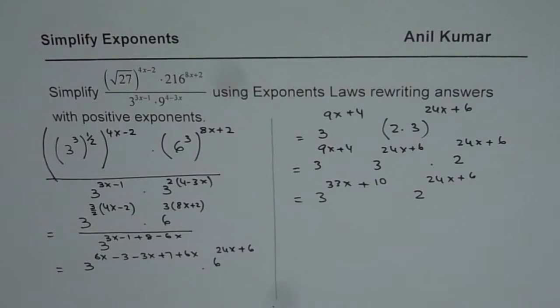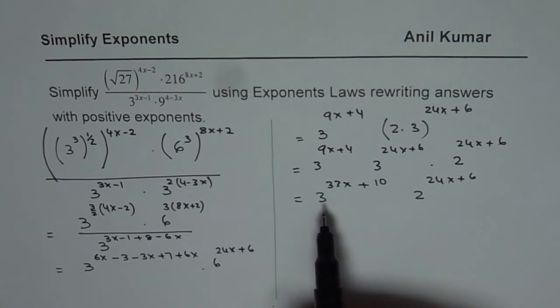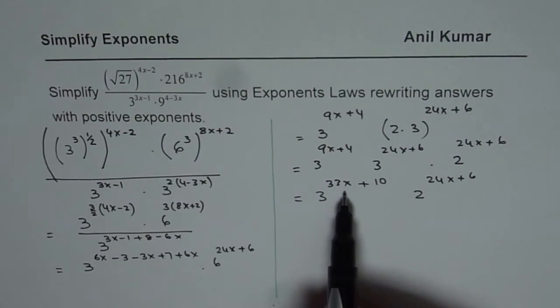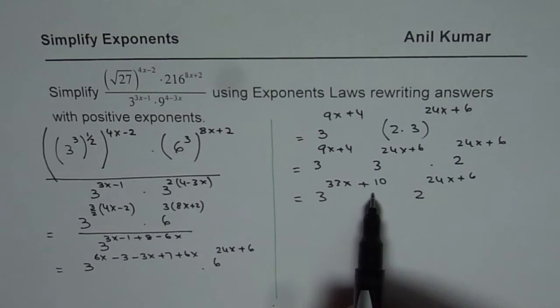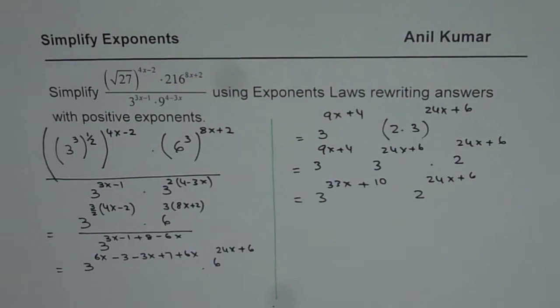So it becomes 2 to the power of 24x plus 6 and 3 to the power of 33x plus 10, right? So that is how we are going to solve it.